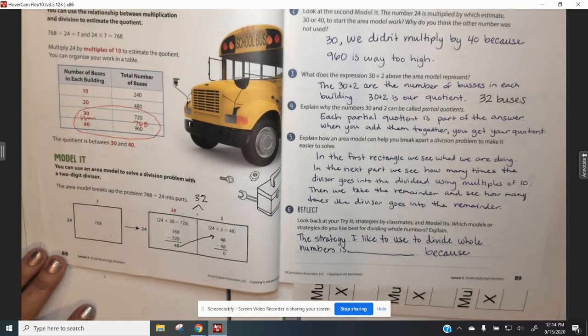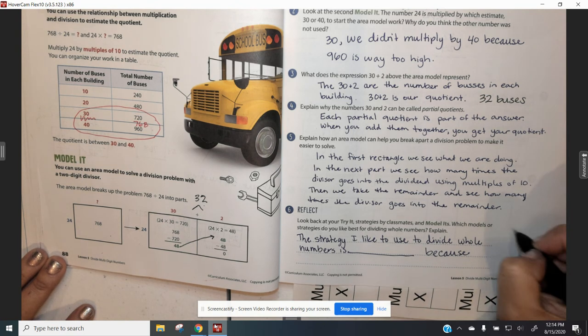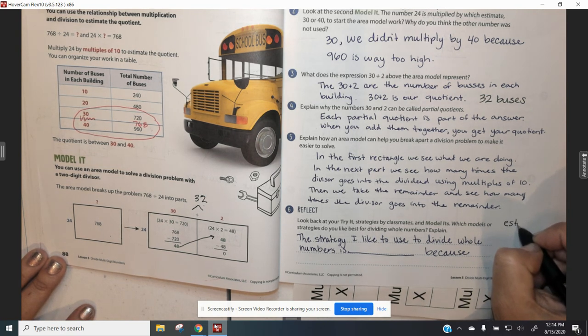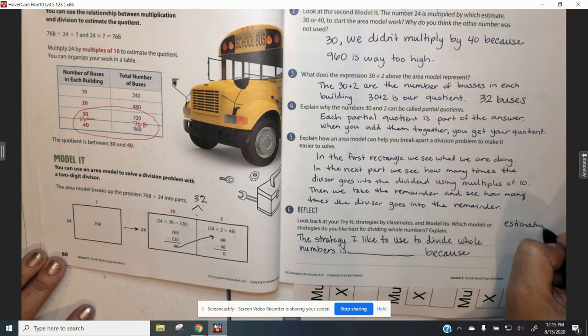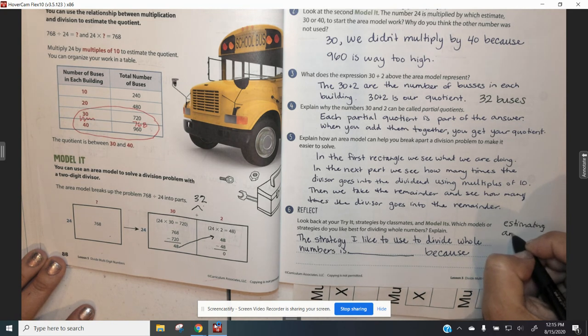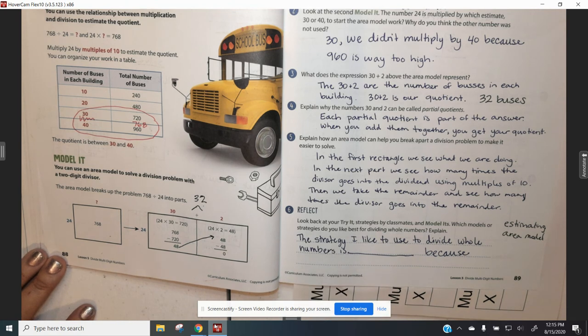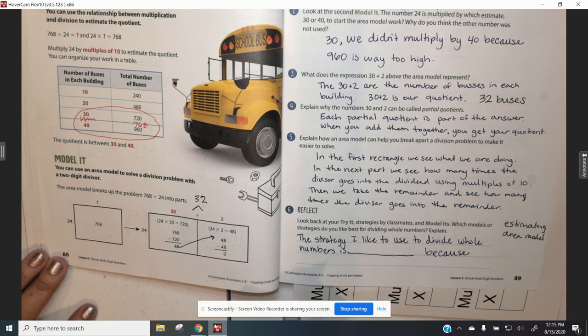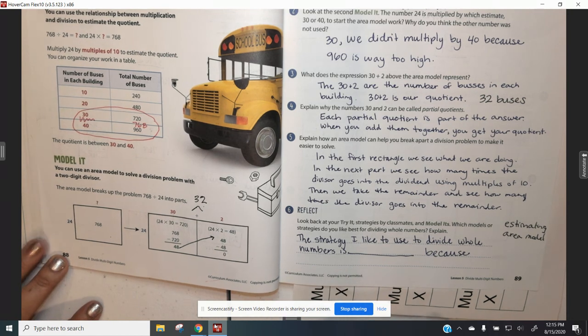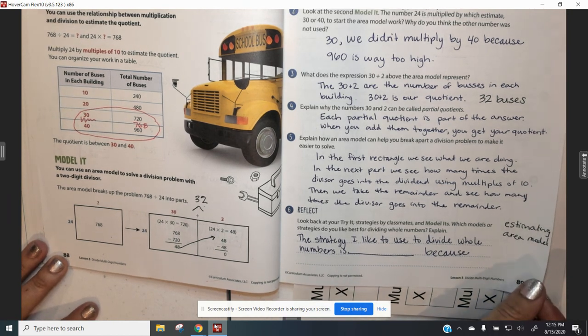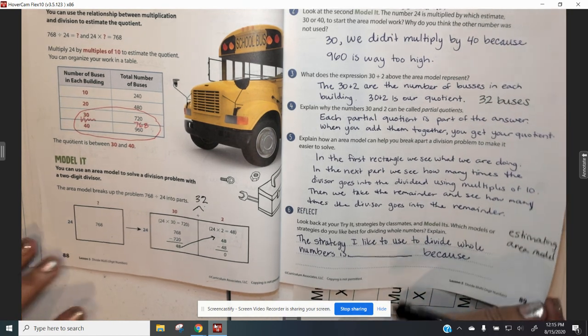So now I want you to look at the strategies. Did you like their estimating or the area model better? And then why? If you haven't finished, go ahead and pause your video, and otherwise go ahead and turn to page 90.